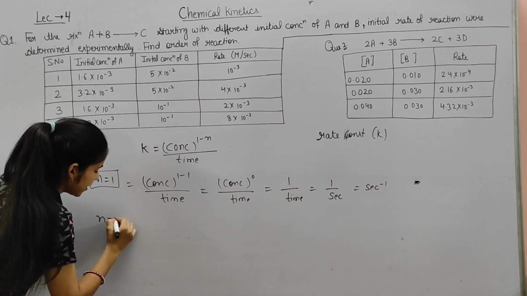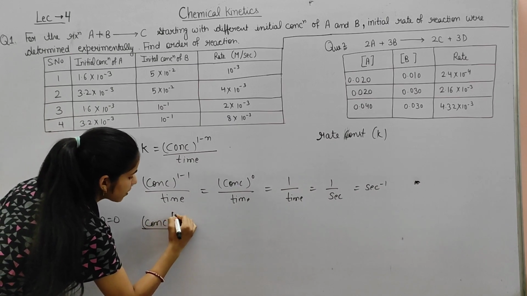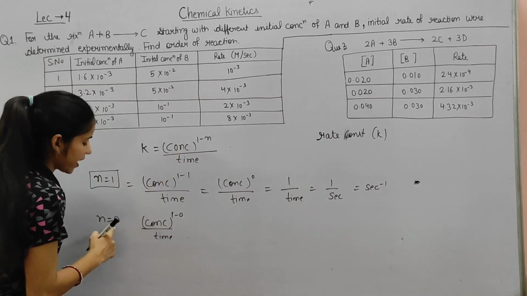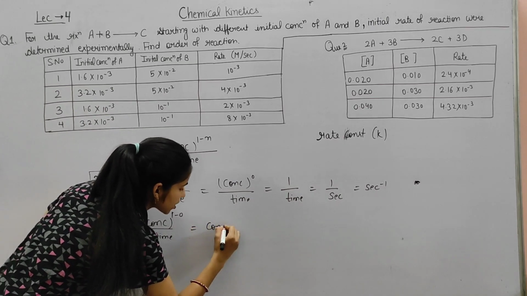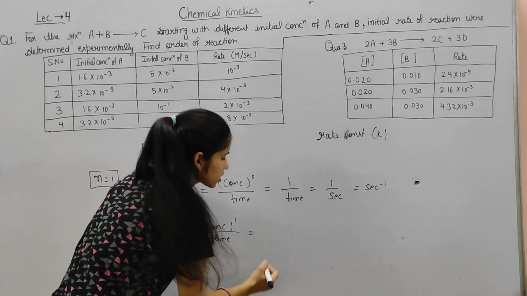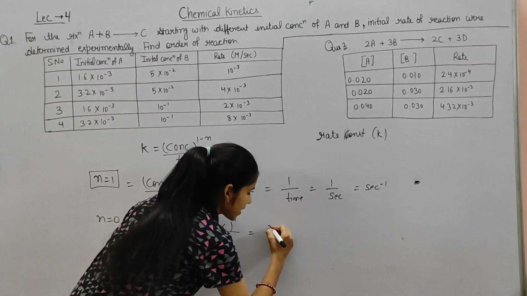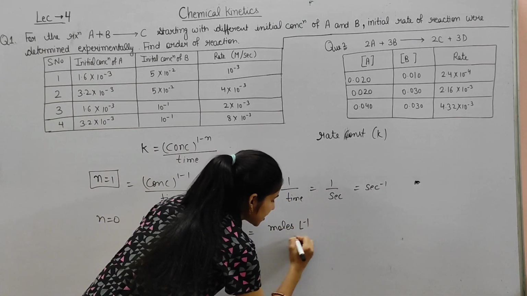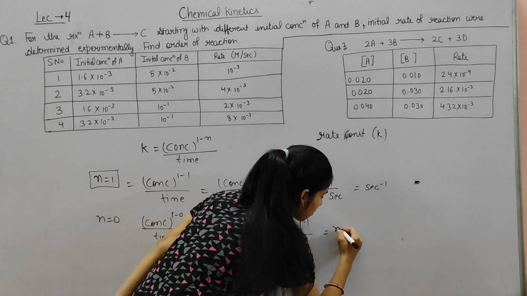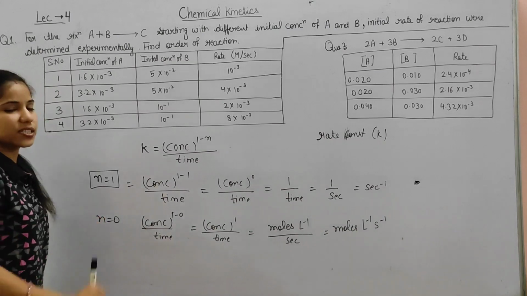For the same, n equals 0: concentration raised to the power 1 minus 0 divided by time. We have to put here n equals 0. So concentration raised to the power 1 divided by time. And in chemical kinetics we are taking concentration in terms of moles per liter. So moles per liter divided by second, time in second. So moles per liter per second, this is the unit of zero order reaction.